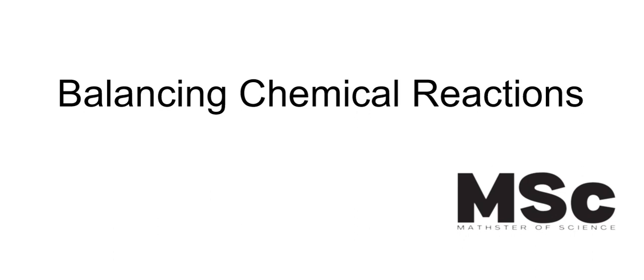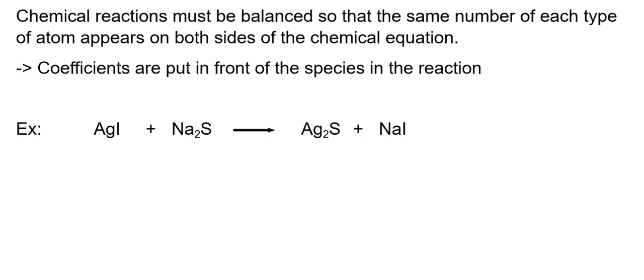In this video we're going to be looking at balancing chemical reactions. Chemical reactions must be balanced so that the same number of each type of atom appears on both sides of the chemical equation. For example, down here I see a silver atom, Ag, and over here I see two of them. So this would imply that we've somehow created a silver atom.